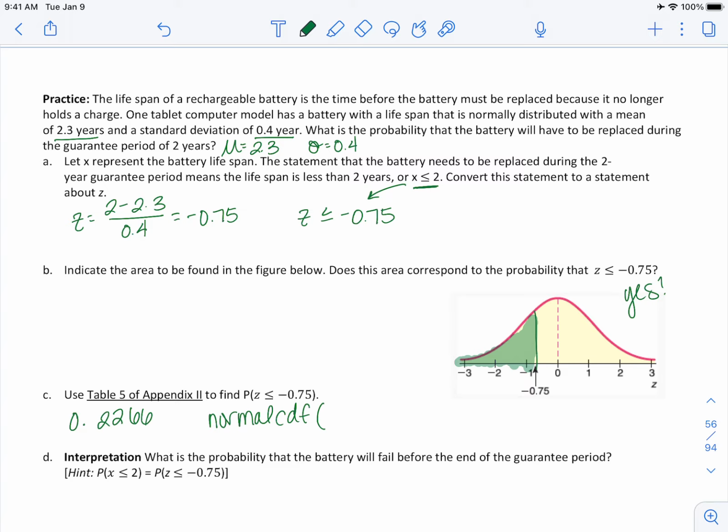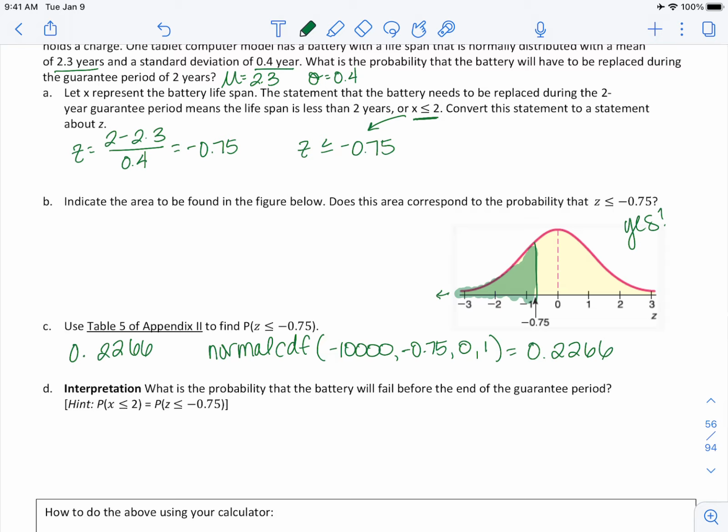Now this keeps going forever to the left, right? So I'm going to use my arbitrary low number, negative 10,000. Our upper bound is negative 0.75. Our mean is 0. Standard deviation is 1. And so this comes out to give us the same as the chart, 0.2266.